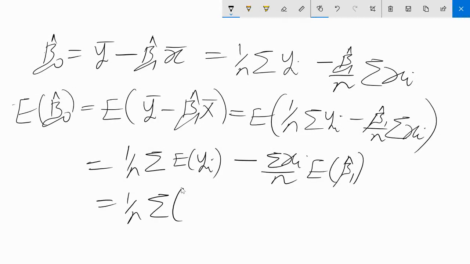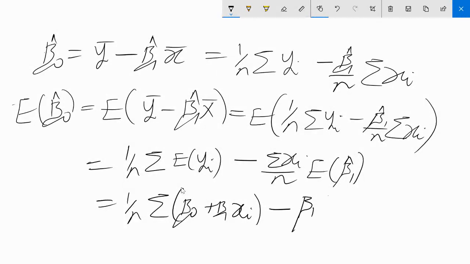But we know that the expected value of y is beta 0 plus beta 1 xi minus... we just proved it. I'm not going to prove it again, but if you are the one solving this in a test or whatever, you cannot just say the expected value of beta 1 hat is equal to beta 1. You will have to prove it. So we just proved that the expected value of beta 1 hat is equal to beta 1, so I can replace it because we just proved it.